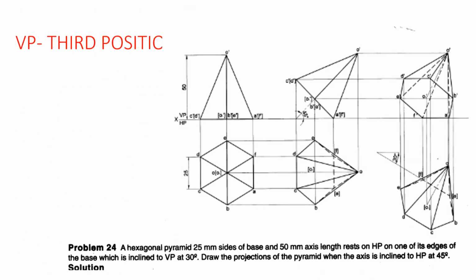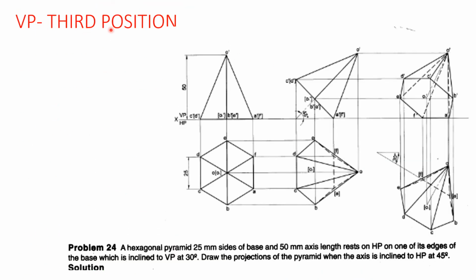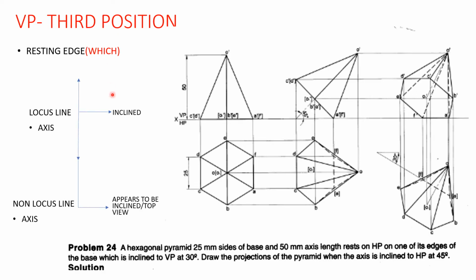And the last one will be again inclination to the VP, where we'll be having three options here. As usual, like what we discussed in the planes, if you remember, the resting edge itself is inclined to the VP, and again here we'll be having a locus line and non-locus line problem. But here we don't have such an option like in planes, where we said median, diagonal, and such things. Here it's very simple.